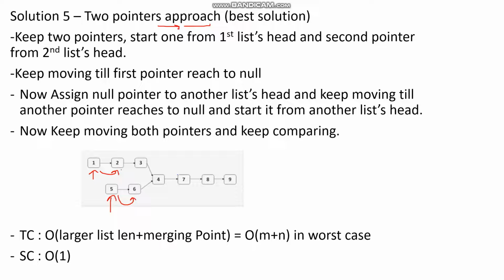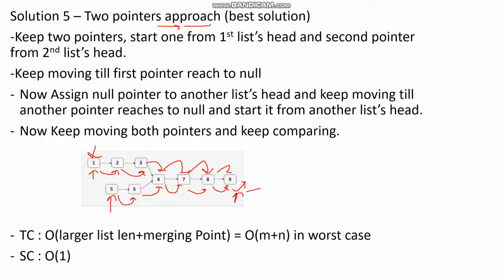So here we can see it will come here, and keep moving step by step, and then it will point to null. As we find null in one of the pointers, we will assign this pointer to the other linked list's head this time. Initially that pointer was pointing to linked list 1, but now we found the null, so we will point it to the head of linked list 2.